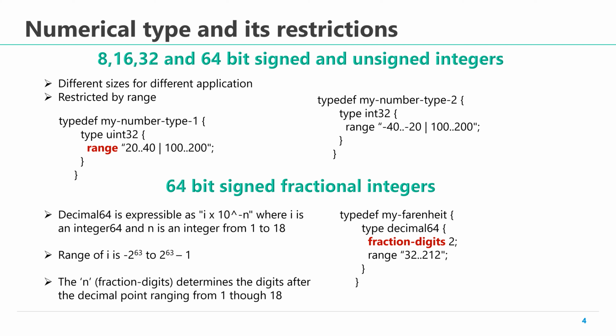So when it is 10 power minus 1, there is one decimal point. When n is 10 power minus 18, there are 18 digits after the decimal point available. So this gives a good range and flexibility to choose the number of decimal points and the accuracy that is required for a particular type based on the application.